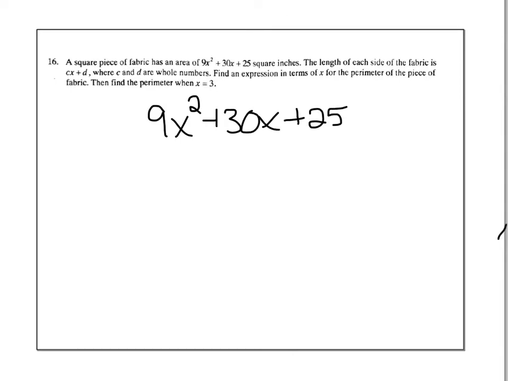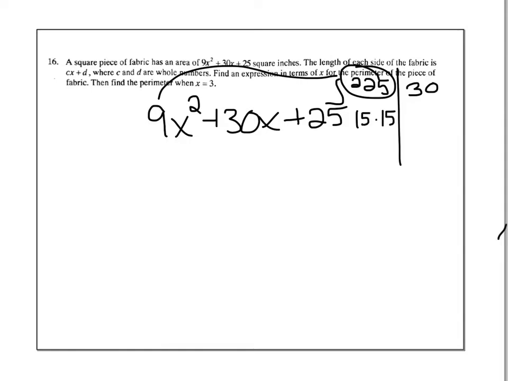There's no GCF here, so we go 9 times 25, which would be 225, and I'm looking for factors of 30. Well, the fact that they called this a square means I know for sure the factors have to be the same. The same factors of 225 would be 15 times 15. Take the square root of it on your calculator. And I know that 15 plus 15 is also 30. So I have 9x squared plus 15x plus 15x plus 25.